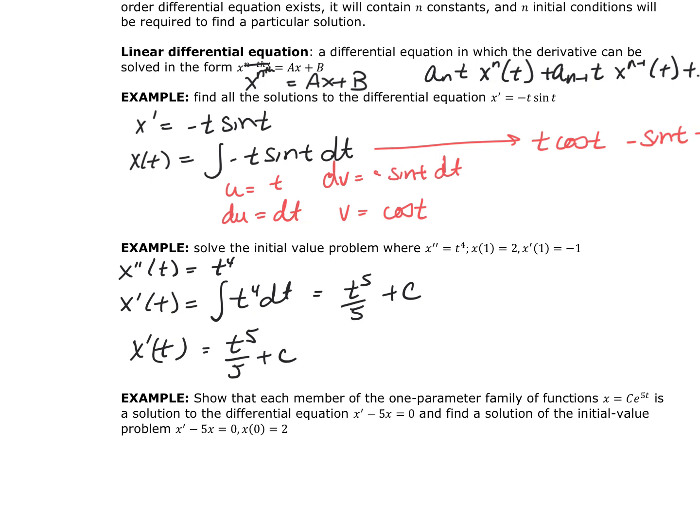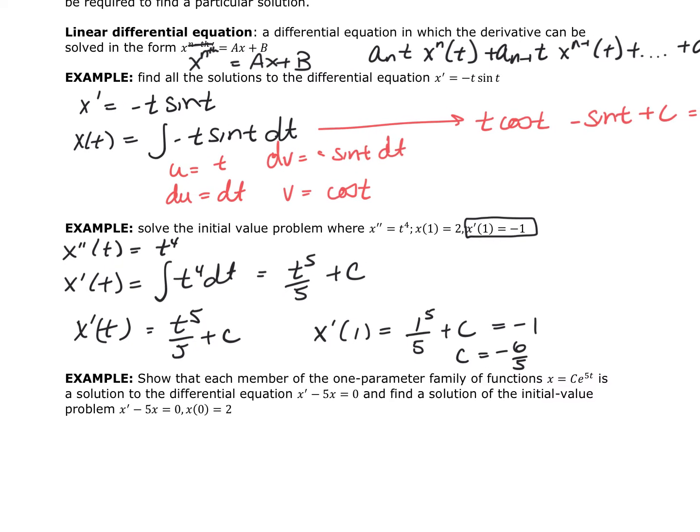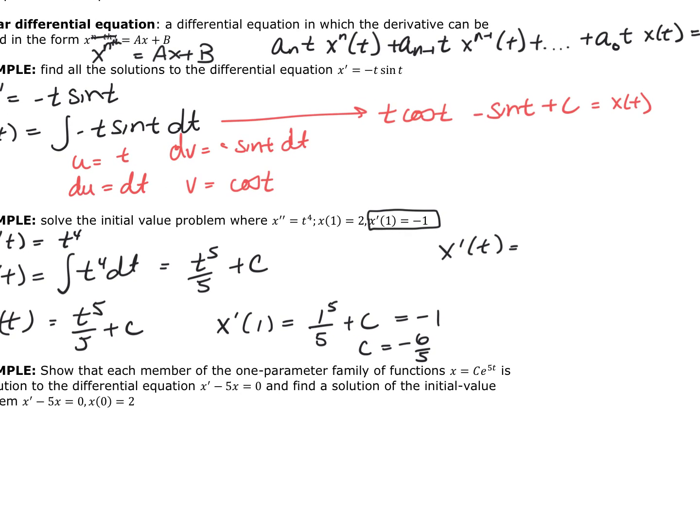Now, we have this initial value right here. We're going to use this initial value. So we know that x prime of 1 is equal to 1 to the fifth divided by 5 plus c. This has to equal negative 1. So we get our first c. C is going to be equal to negative 1 minus 1/5, so that is going to be negative 6/5. So x prime of t is going to be t to the fifth divided by 5 minus 6/5.